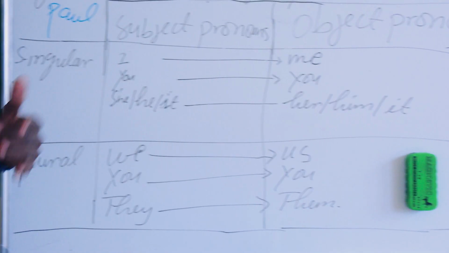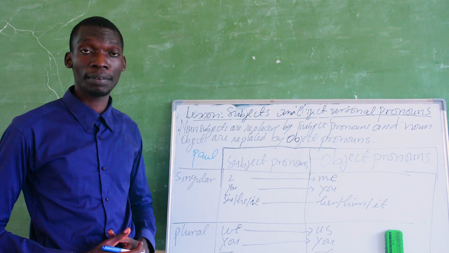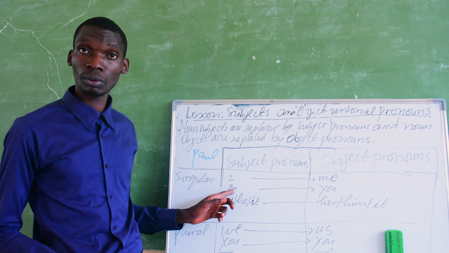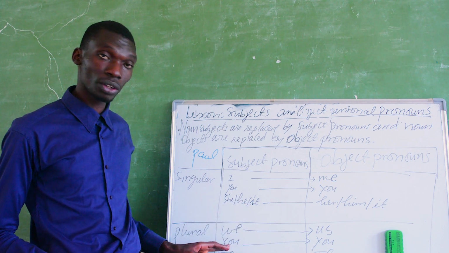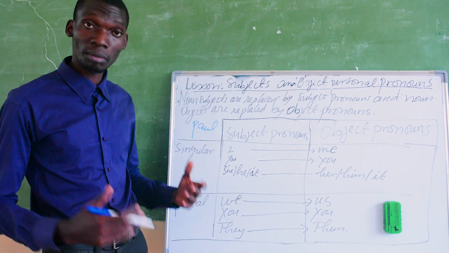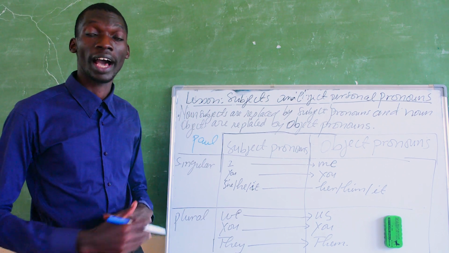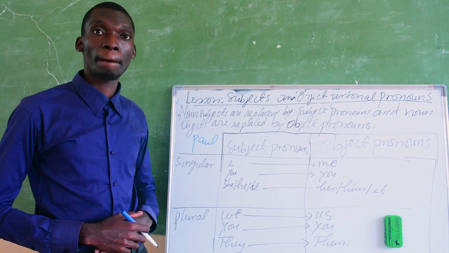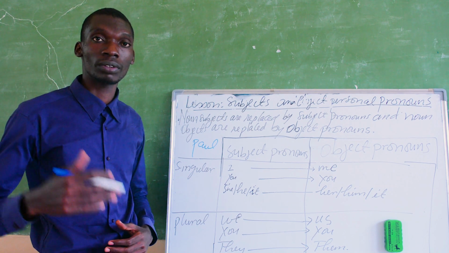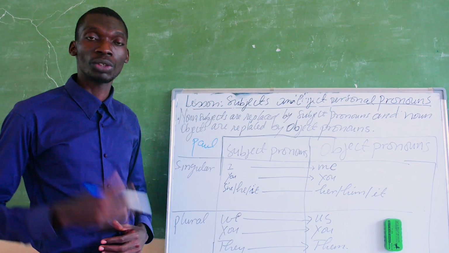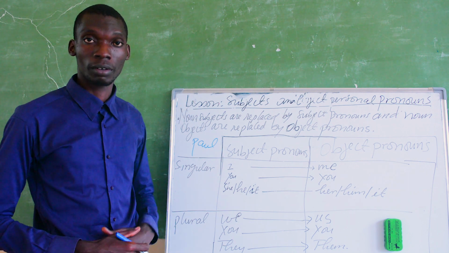Subject pronouns usually come in handy when conjugating verbs. For example, if I want to conjugate the verb to do, I may say: I do, you do, she does, he does, it does, we do, you do, they do. Is that understood? I go to school, I go to the market. I do the homework. You do the homework. She works well. He plays football. Is that understood?